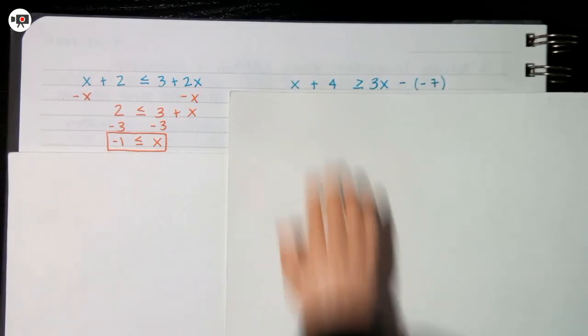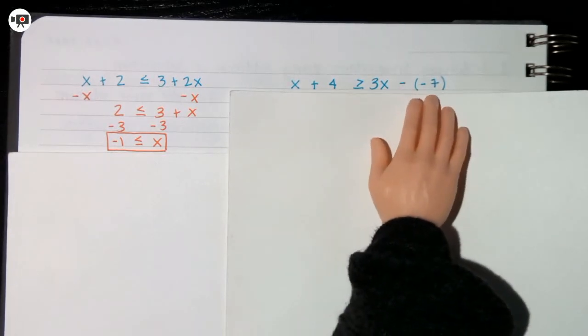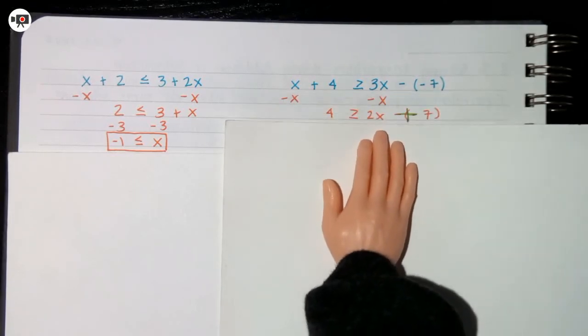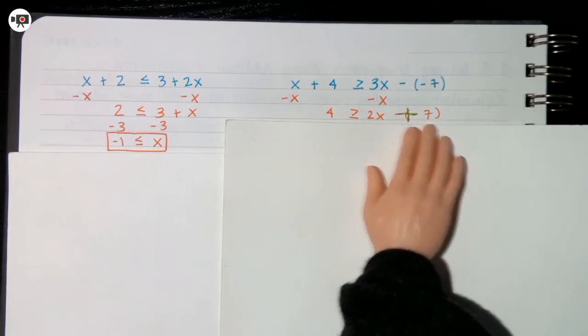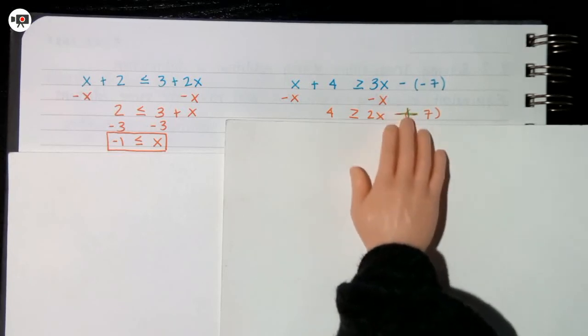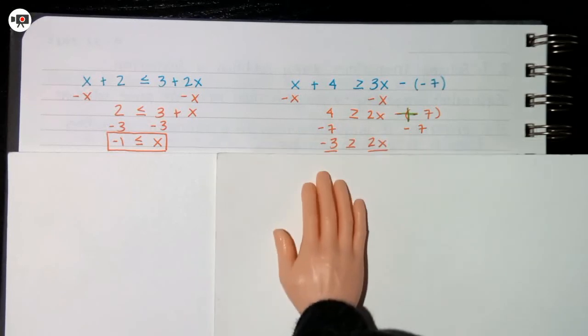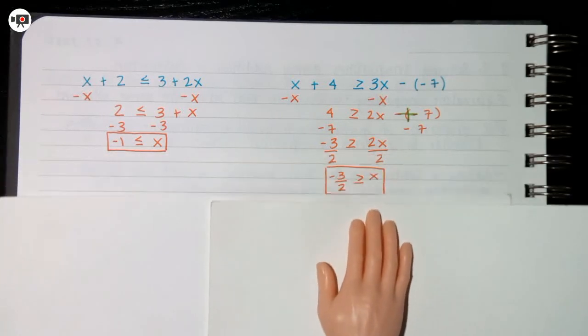Over here, we have x plus 4 is greater than or equal to 3x minus negative 7. So first we can get all variables together, so we subtract x again. And 4 is greater than or equal to 2x minus negative 7. This minus negative is a negative 1 multiplied by negative 7, so that makes it a plus 7. So we subtract 7 on each side, and negative 3 is greater than or equal to 2x. To get x by itself, divide by 2 on each side, and negative 3/2 is greater than or equal to x.